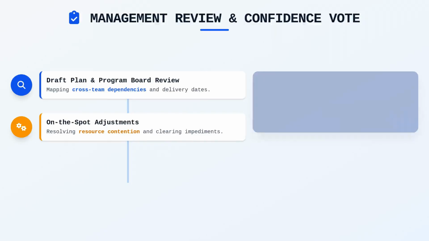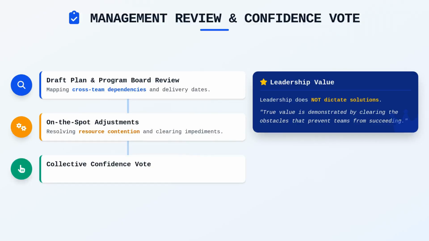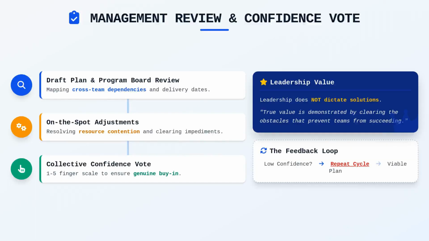This is where leadership demonstrates its value, not by dictating solutions, but by clearing impediments that prevent the teams from succeeding. After the adjustments, the entire train conducts a confidence vote, typically using a scale of 1 to 5 fingers, to ensure genuine collective buy-in. If the room does not show high confidence, the cycle repeats until the plan is viable and everyone is ready to move forward. This final act ensures that the commitment is socialized and robust, rather than imposed from the top down.